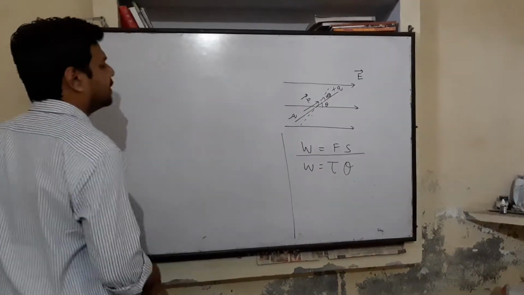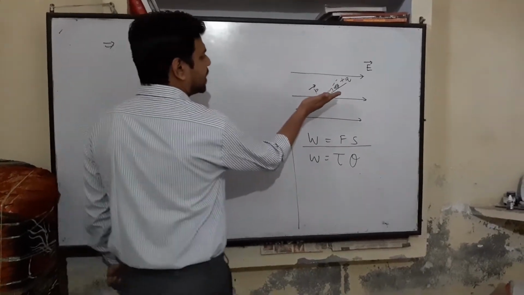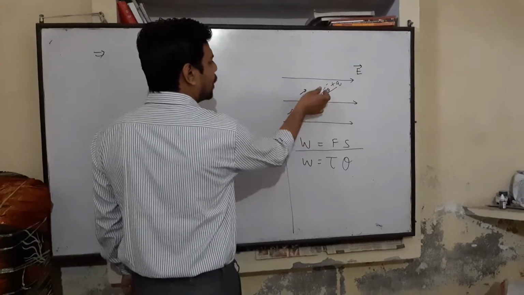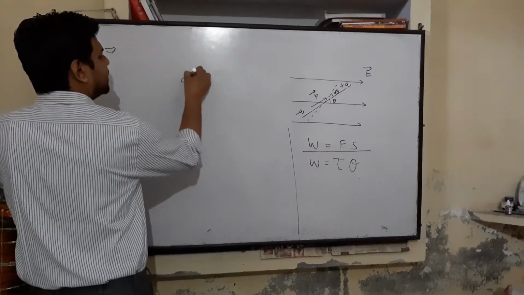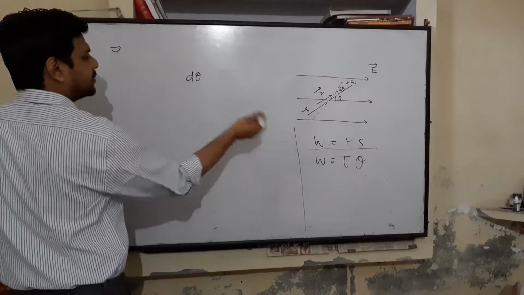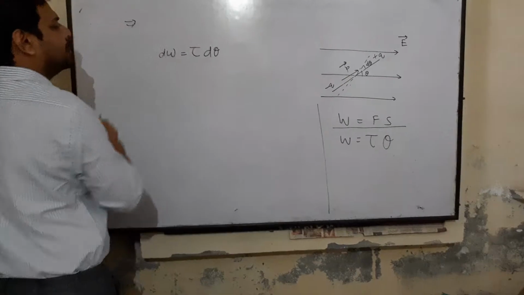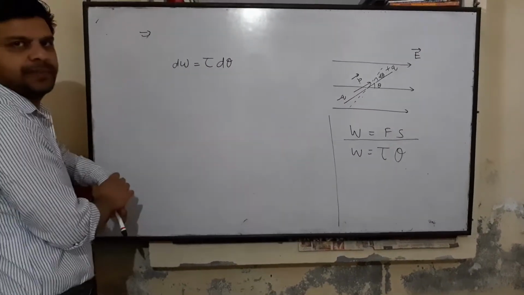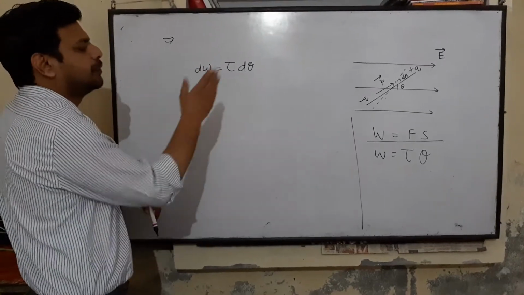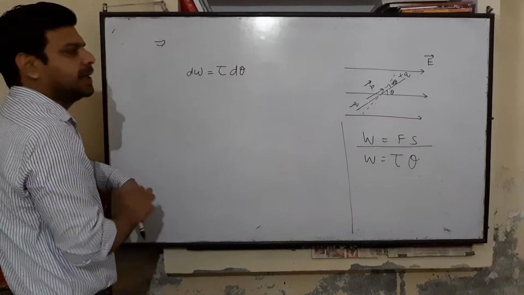Then the work done. We have considered that we have rotated this dipole through a small angular displacement d theta. Experiencing torque tau, the small work done will be dW equal to tau d theta. This is the expression for small work done in rotating a dipole through small angular displacement d theta.